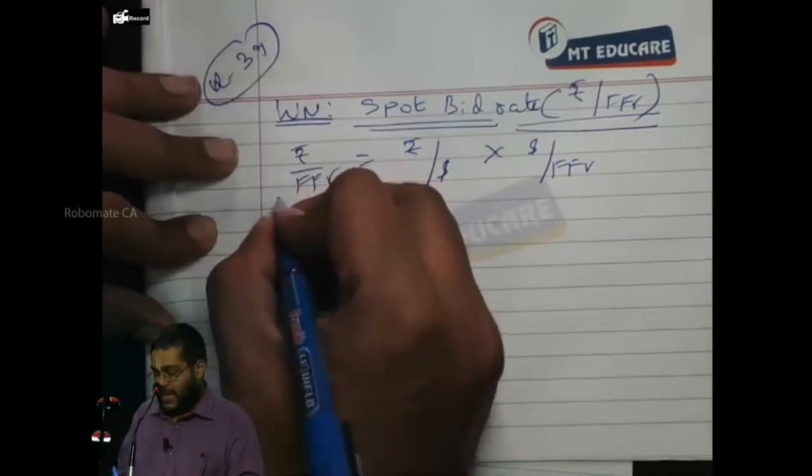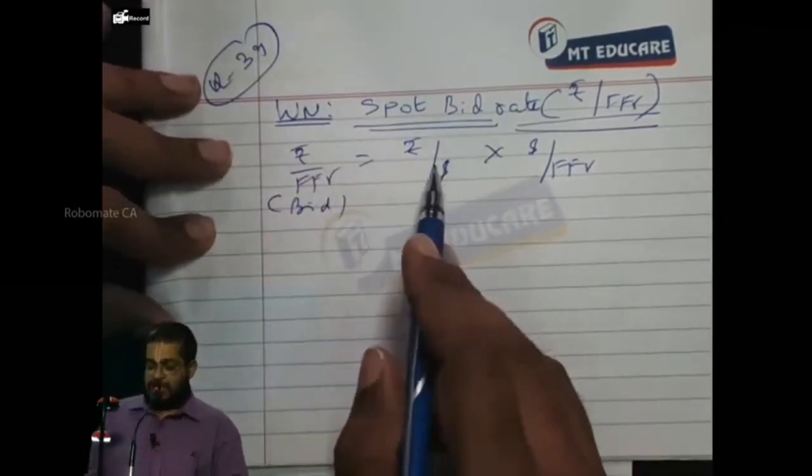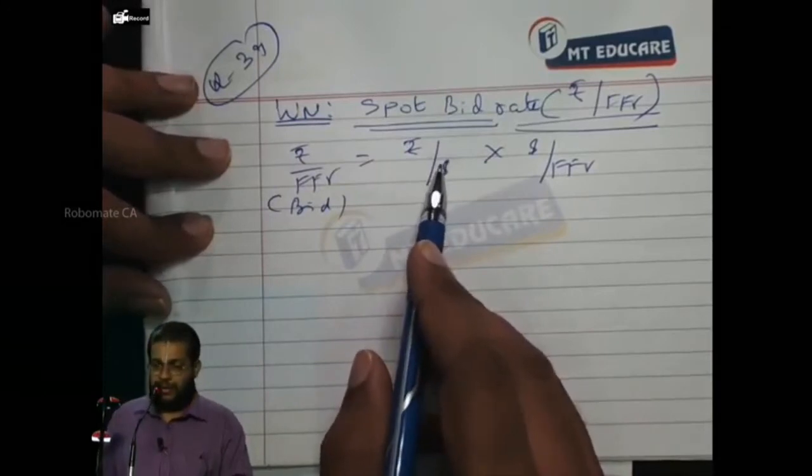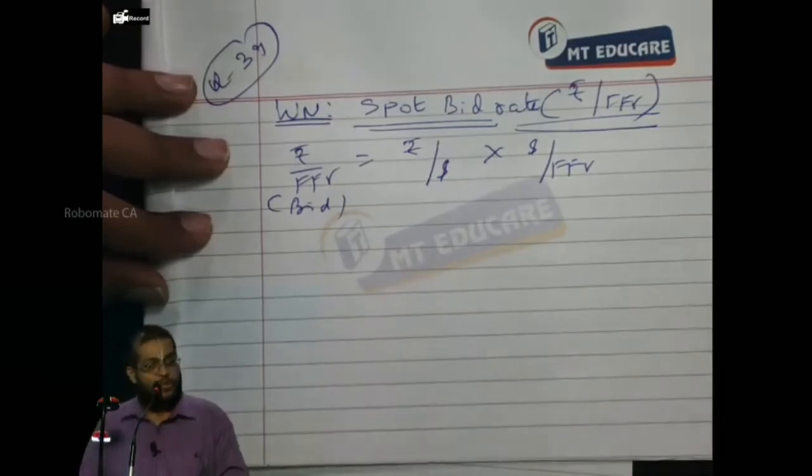This rate, what I want is what rate here? Bid rate. If there is a direct quote available, use what? Bid rate. Otherwise, 1 by offer gives you the bid rate. Remember, yes or no?